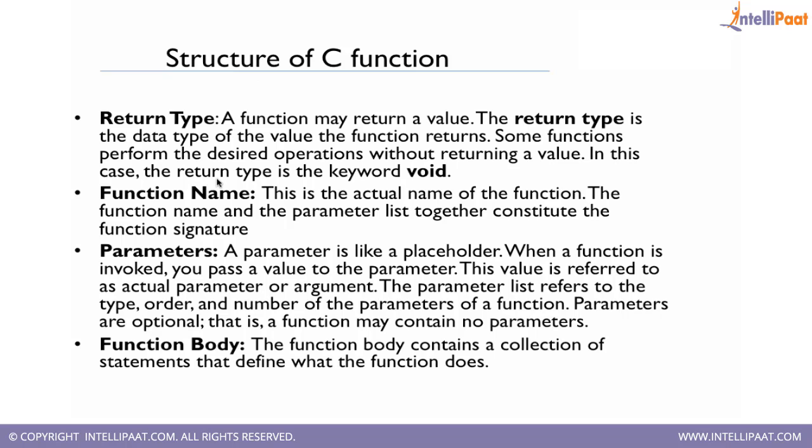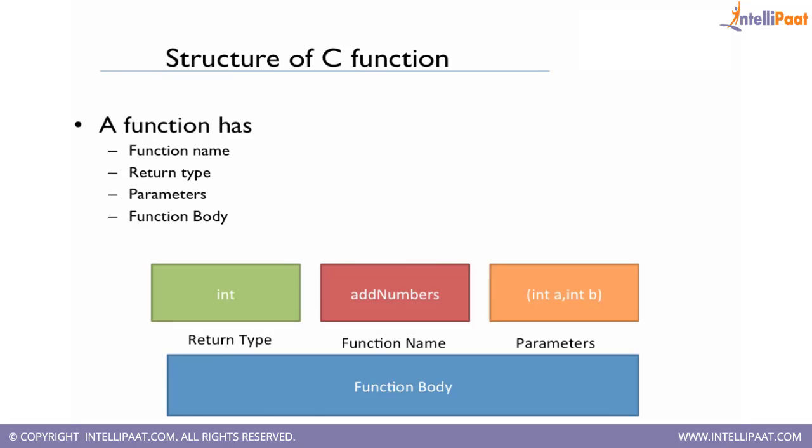Function name: this is the actual name of the function. The function name and parameter list together constitute the function signature. So basically, the combination of function name and function parameters should be unique. If we have two functions with the same name and the same type of parameters, then we'll get compilation errors. And as I have already said, the function name should be self-explanatory.